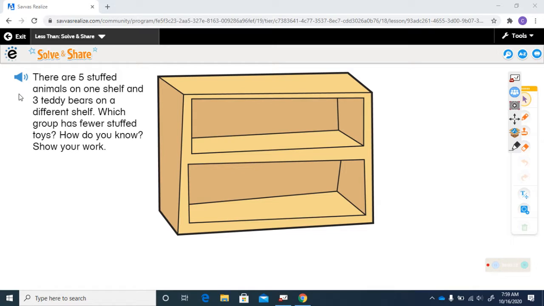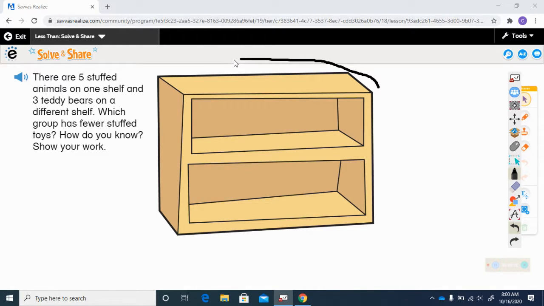Let's listen to the problem we are going to try to solve. There are 5 stuffed animals on one shelf and 3 teddy bears on a different shelf. Which group has fewer stuffed toys? How do you know? Show your work. So how do you think you would go about solving this problem and figuring out the answer? A lot of times it's easier for us to draw a picture.